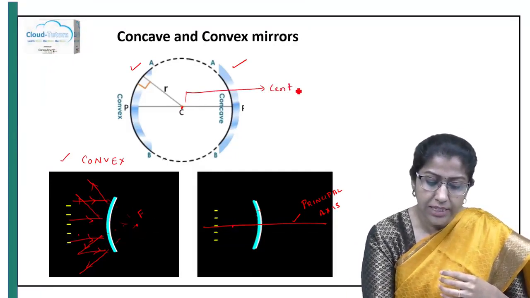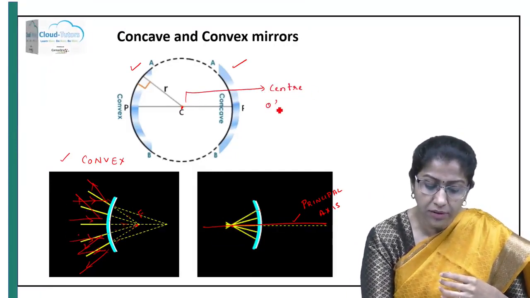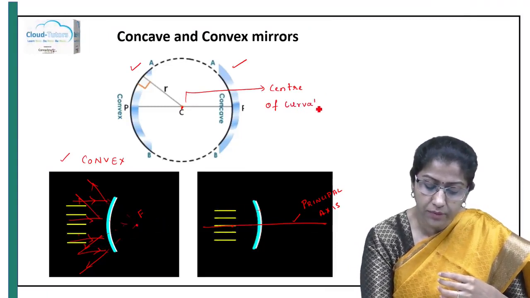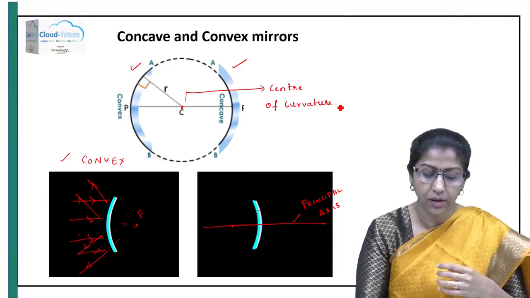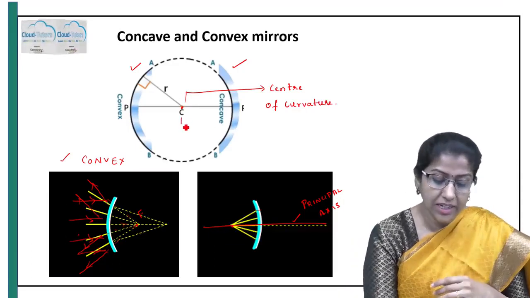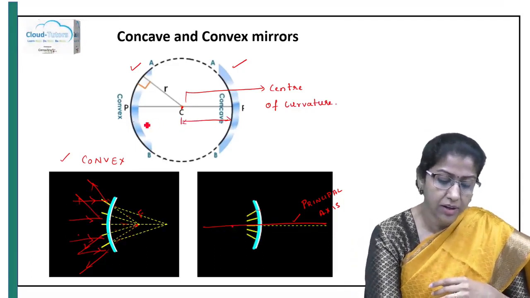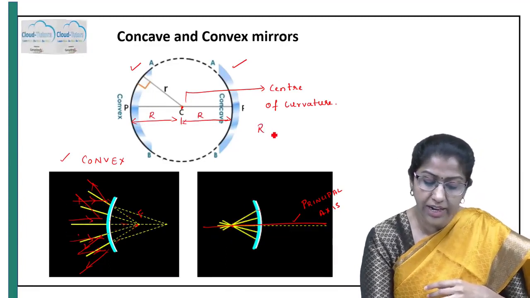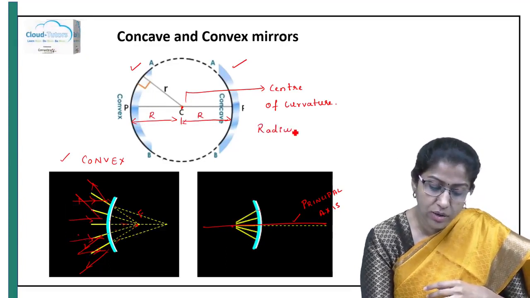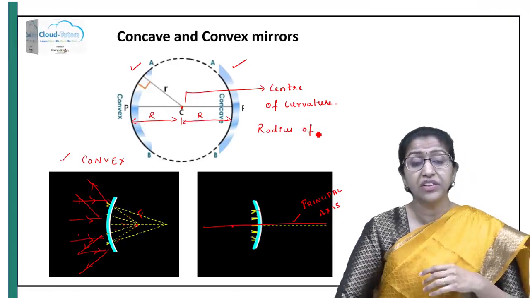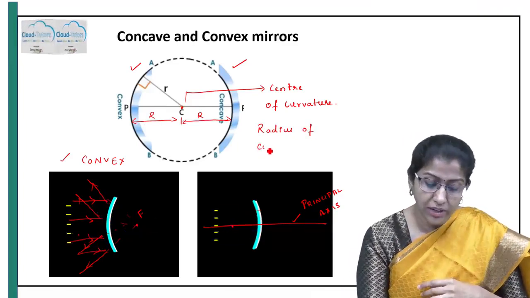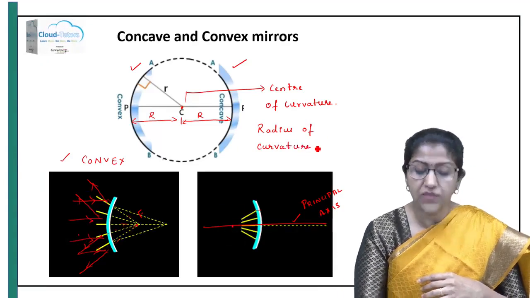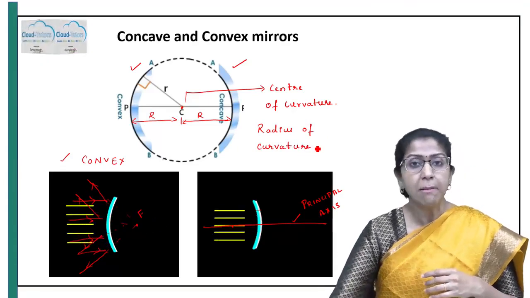What is it? The center of curvature. Similarly, there is a radius for this sphere, and this capital R, this radius is called as the radius of curvature. How do we define radius of curvature? Radius of curvature is nothing but the radius of the sphere of which the mirror is a part.